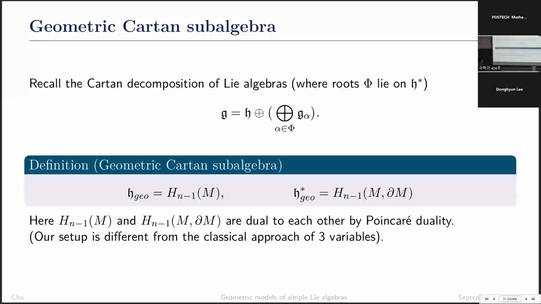So we saw that the Lie algebra has this Cartan decomposition. In order to construct one from geometry, it's actually helpful to have this duality in mind. One is this H, the geometric Cartan subalgebra. We want to take it as just the middle dimensional homology of the Milnor fiber. So if it's a punctured torus, then just these two curves, two circles in the middle.